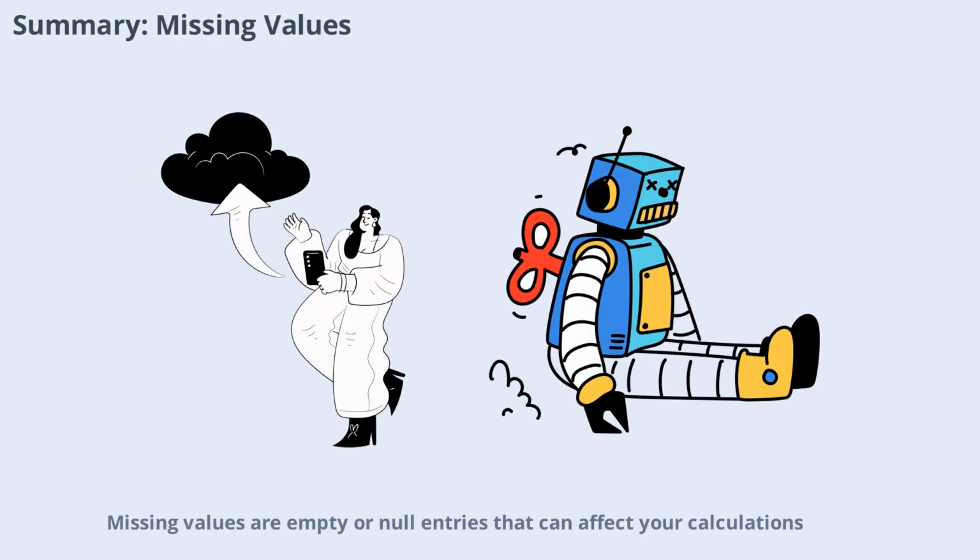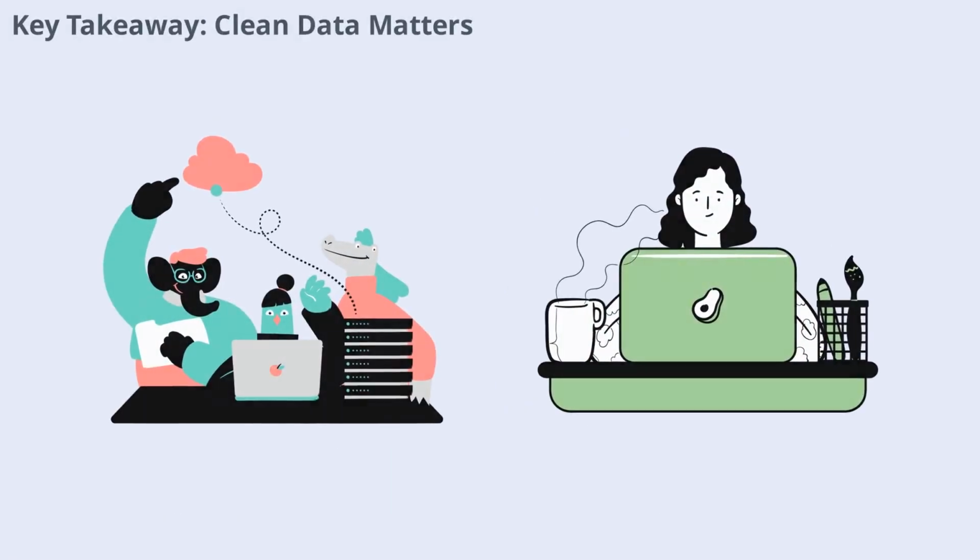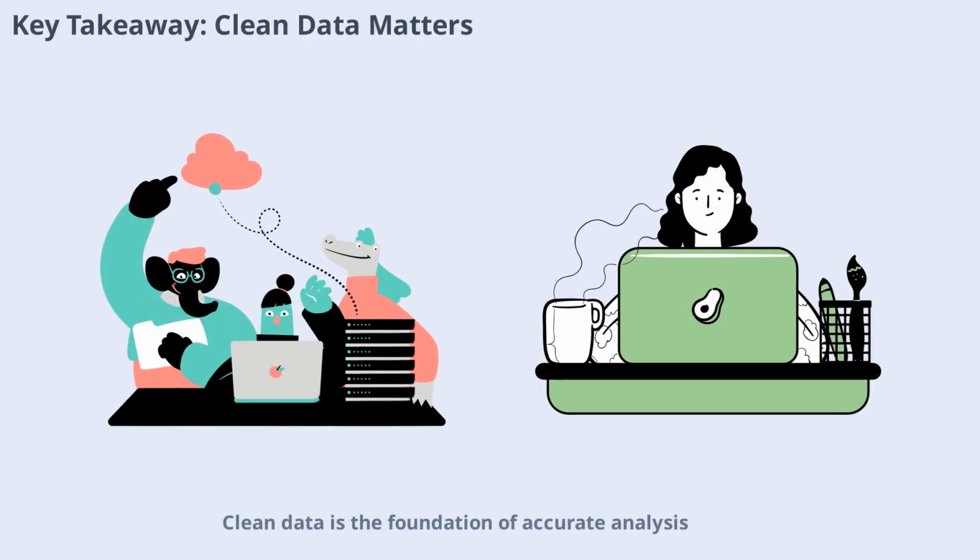Missing values are empty or null entries that can affect your calculations. Handle them by removing rows or filling with the mean or median. Choose the method that best fits your data and analysis goals. Clean data is the foundation of accurate analysis. By handling outliers and missing values properly, you ensure your results are trustworthy and actionable. Make data cleaning a regular part of your workflow for the best results.